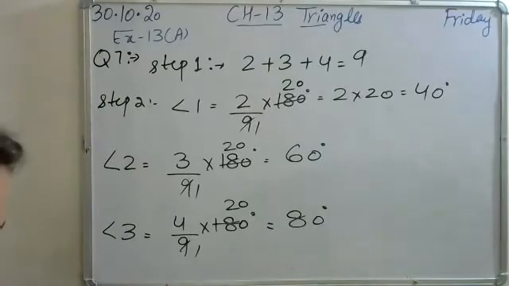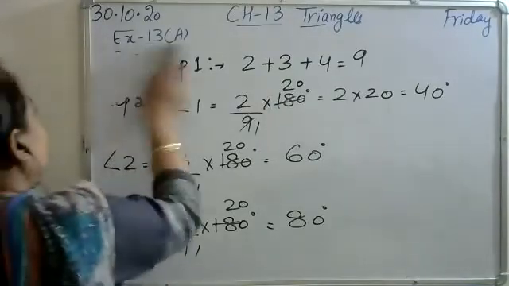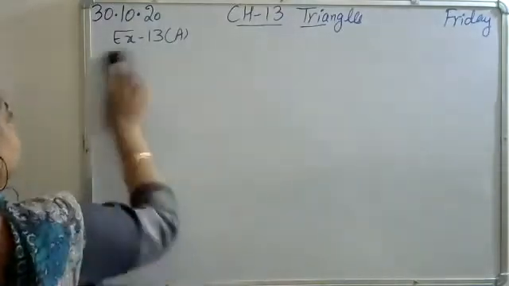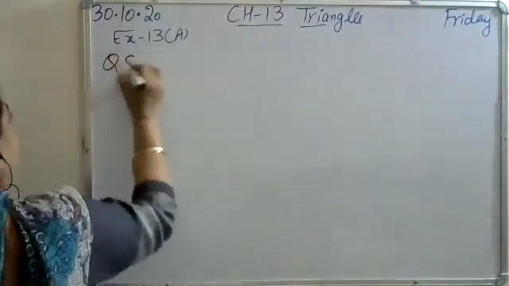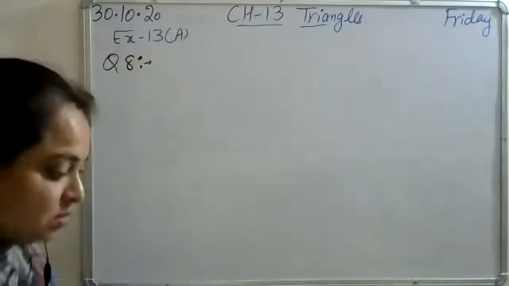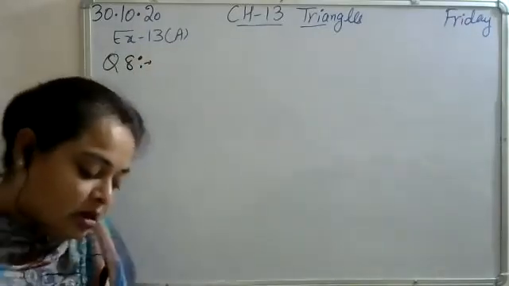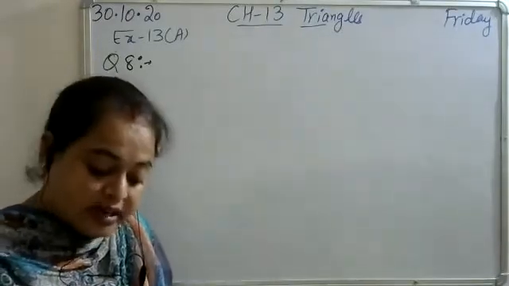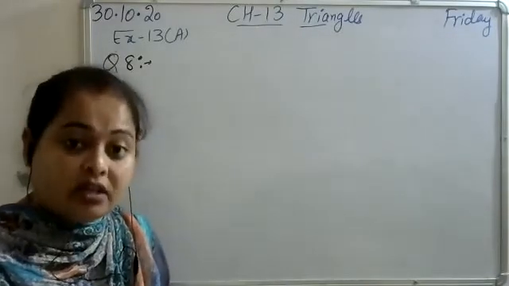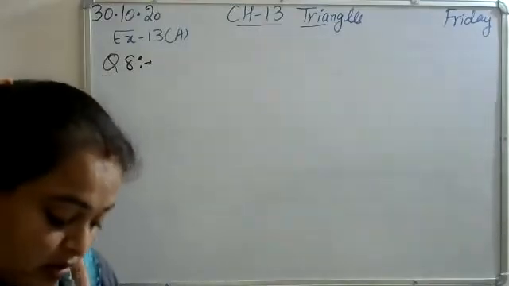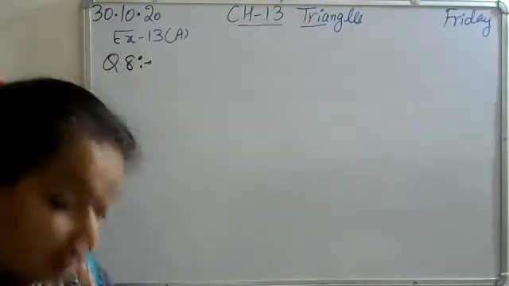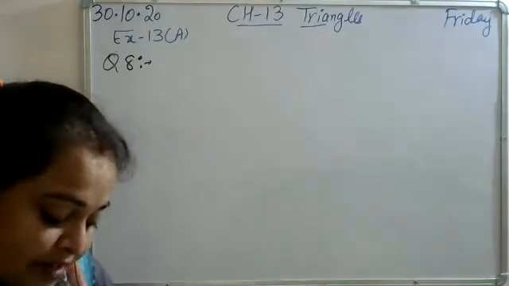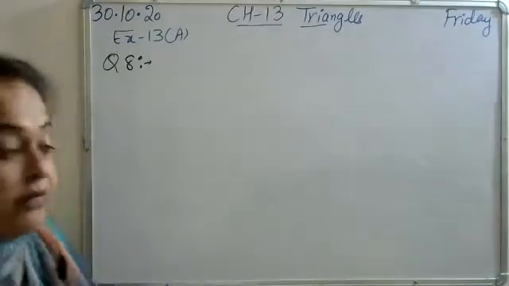Okay, now come to the eighth question. Question number 8. Eighth question is one of the two angles of an isosceles triangle measure 55 degree. This question is given. Determine the other angles.